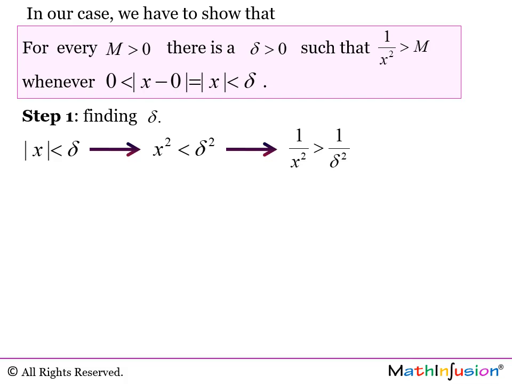If you look, what we have to show is that for every M, there is a delta such that 1 over x to the power of 2 is greater than M. So I'm going to assume that this is my M. And now I'm solving for delta. If 1 over delta to the power of 2 is M, then 1 over x to the power of 2 is greater than M. And here, I can solve for delta as a function of M.